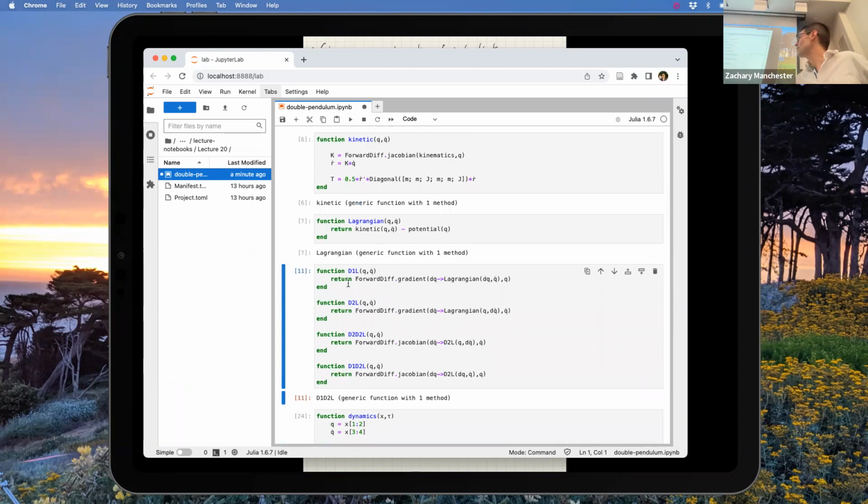I'm now going to write down the Euler-Lagrange equation. I'm going to use ForwardDiff to compute everything. So again, lazy. These are the first and second derivatives with respect to q dot: dL dq dot, and d squared L dq dot squared. What's that? You want to tell me what that is? It's the second derivative of the Lagrangian with respect to q dot. What do we think that is? Where does q dot show up in the Lagrangian?